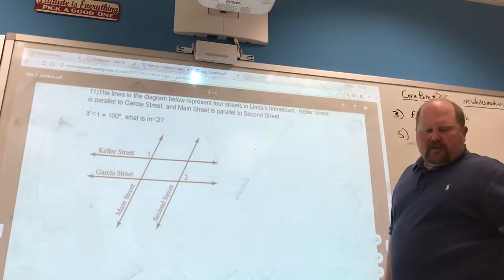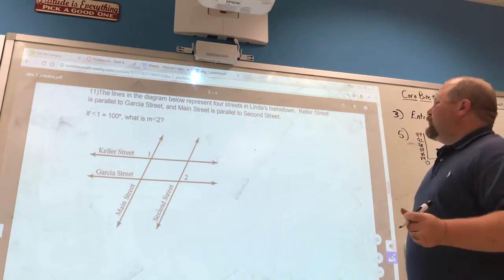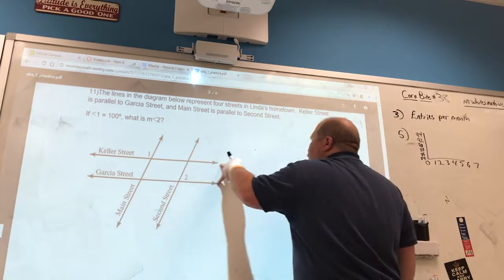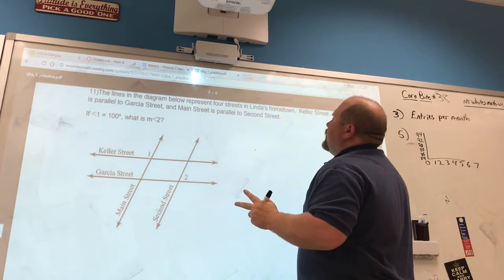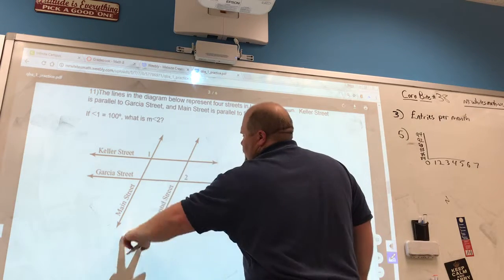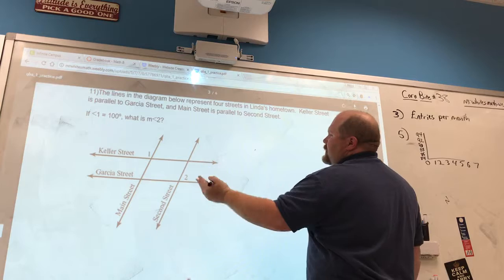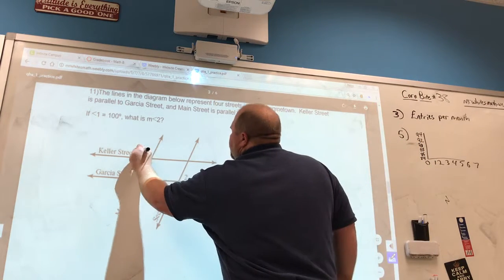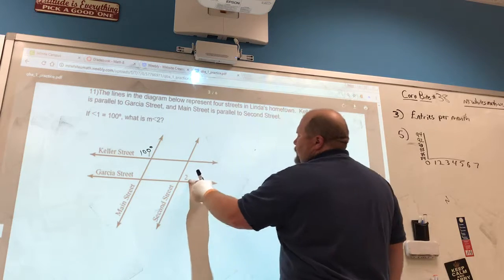The lines in the diagram below represent 4 streets in Linda's hometown. Keller Street is parallel to Garcia, so these 2 are parallel lines. And it says that Main Street is parallel to 2nd Street, so these 2 are parallel as well. So we've got 2 sets of parallel lines cut by a transversal. If angle 1 is 100 degrees, what is angle 2?